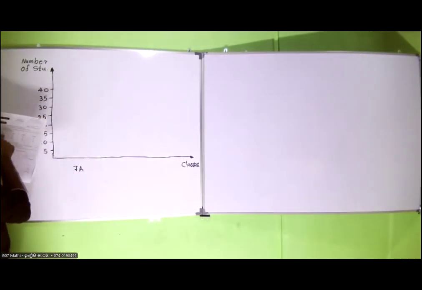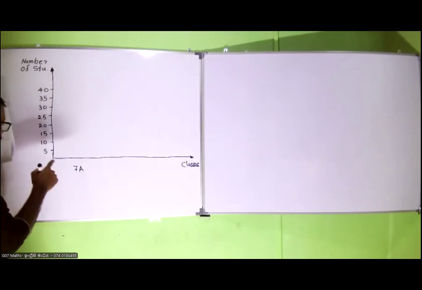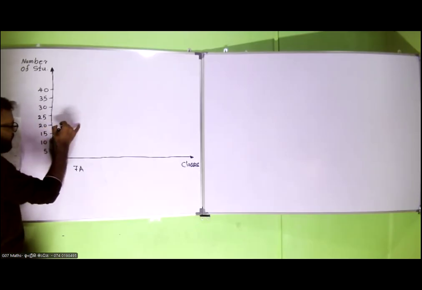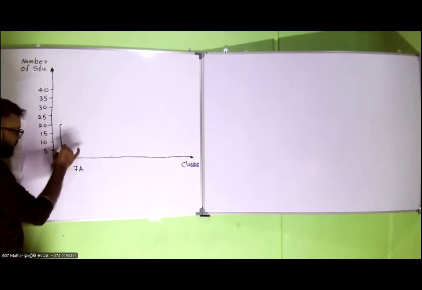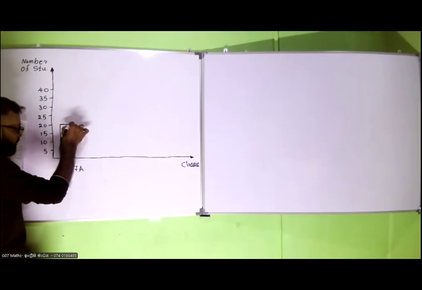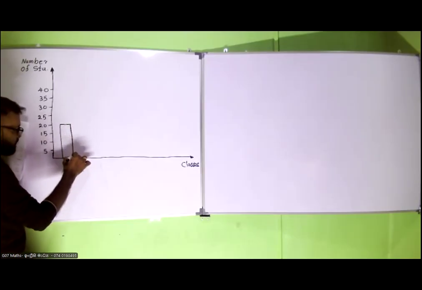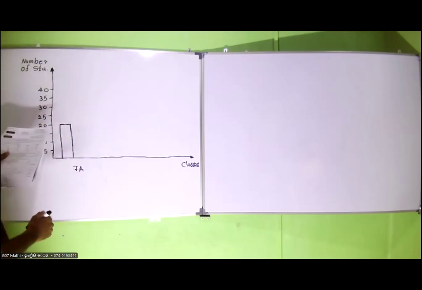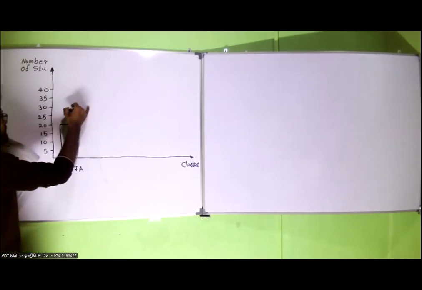First of all, first week, 7A, 20. Here we have 20, so I will mark it here, exactly from here. So I have to draw a simple bar like this. This is 20. Then in the second week, there were 30 students in the 7A class. So I will mark it like this.